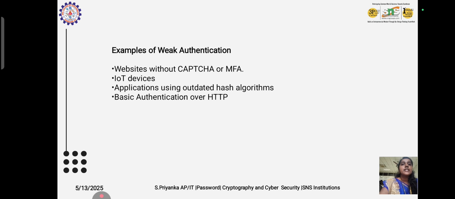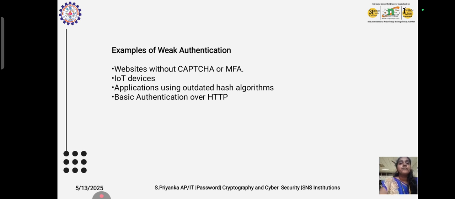Next come examples of weak authentication. These are some of the examples: websites, IoT devices, and some applications that use outdated hashing algorithms. Then there is basic authentication over HTTP, where usernames and passwords can be intercepted.